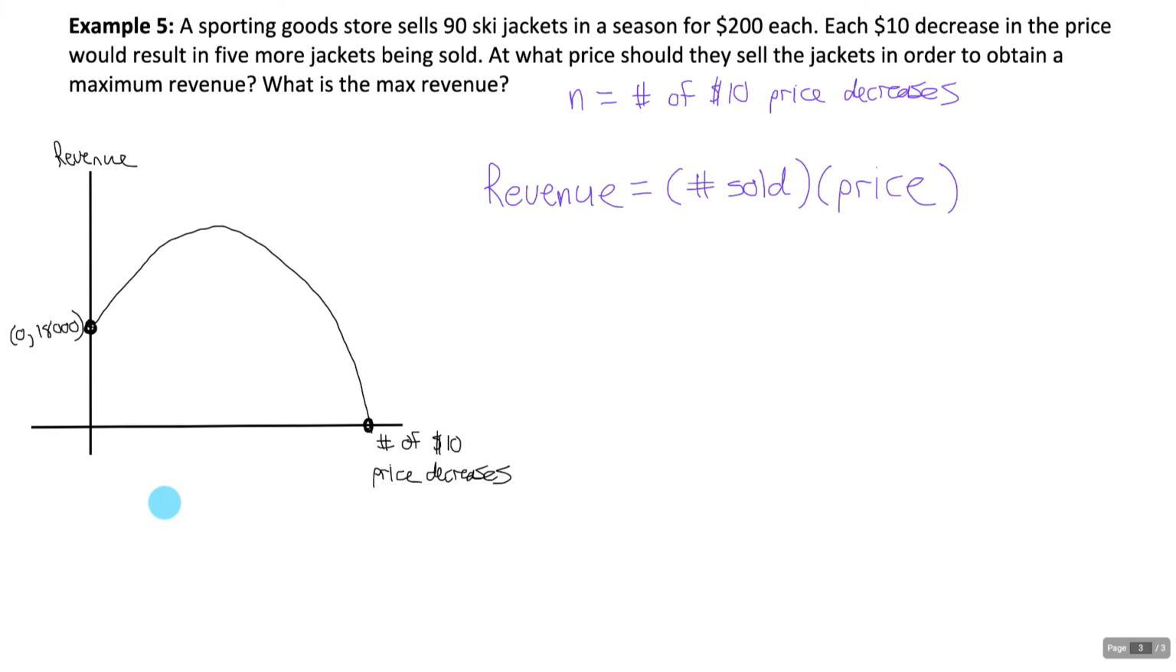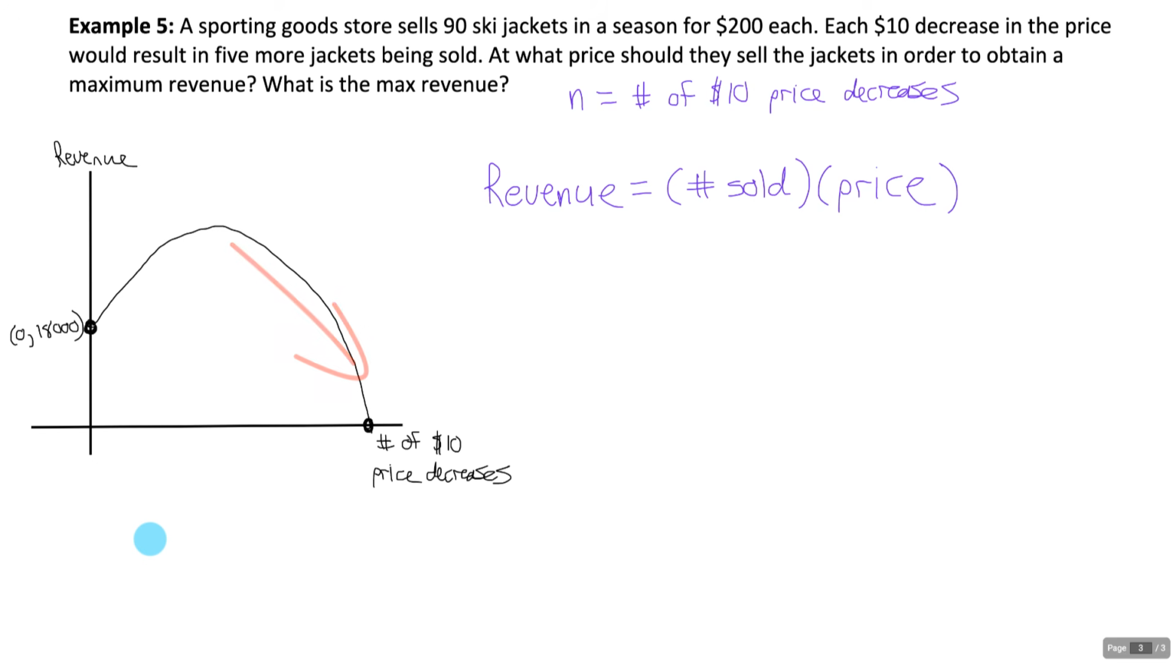And then you can see, based on how I drew the relationship, I'm assuming that as they decrease the price by $10 a certain number of times, the revenue is going to go up. They're going to start to sell more jackets, but the jackets are going to be sold for less. But I'm assuming that the revenue is going to start to go up. And then after a certain number of price decreases, they're going to be selling the jackets for so little amount of money, it doesn't matter how many they're going to be selling, the revenue is going to start to go down.